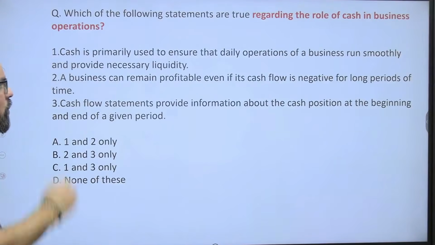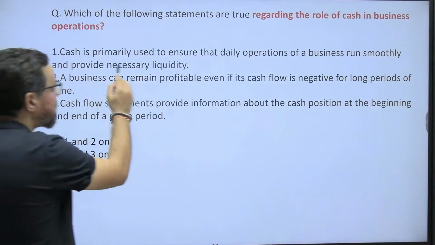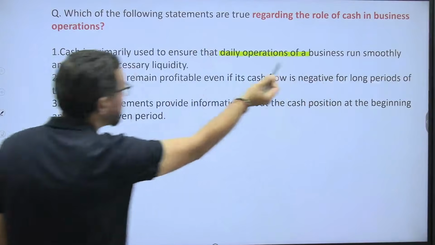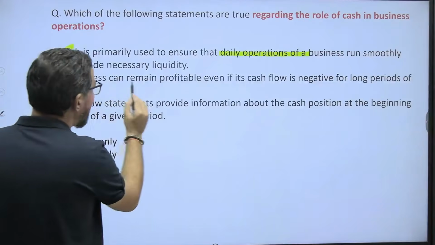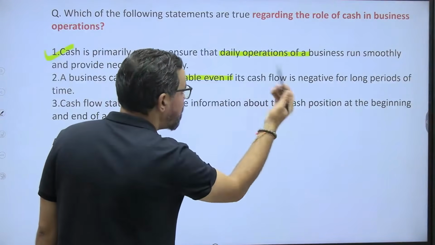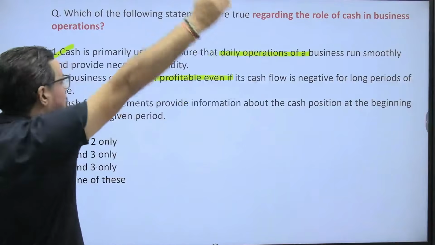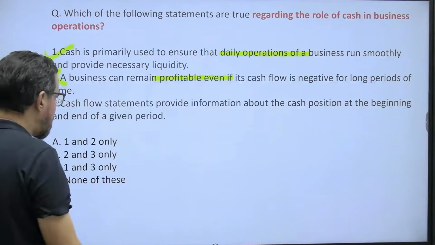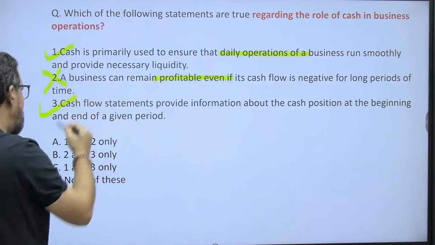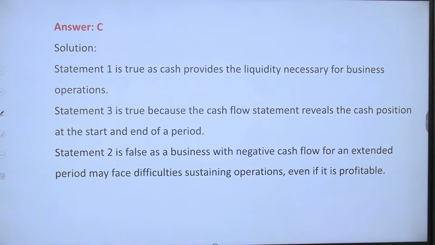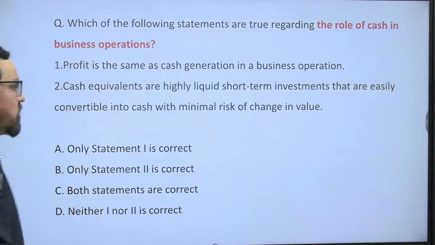Which of the following statements are true regarding the role of cash in business operations? Cash is primarily used to ensure that daily operations of the business run smoothly and to provide necessary liquidity. True. A business can remain profitable even if its cash flow is negative for a long period. No, so this is wrong. Cash flow statement provides information about cash position at the beginning and at the end. True. So 1 and 3 means option C will be the right answer. Very simple one. Even if you haven't gone through the topic itself, you or anyone will be able to answer this. The role of cash in business, one more question.